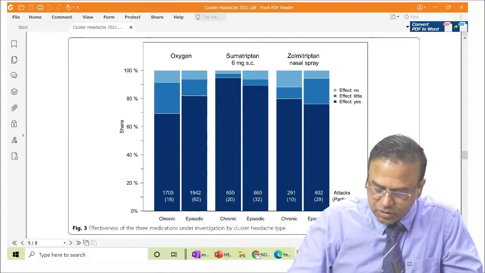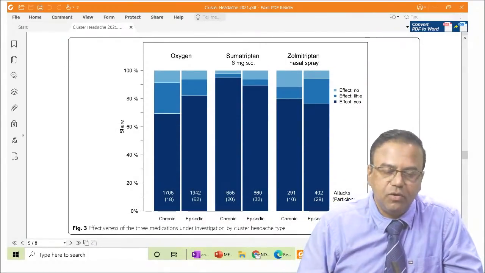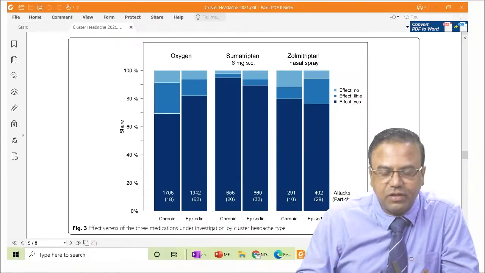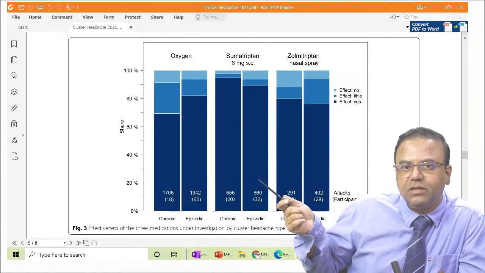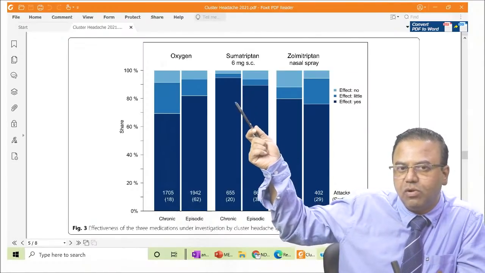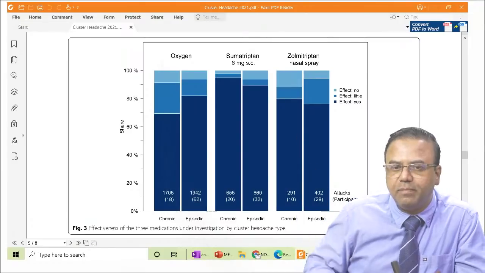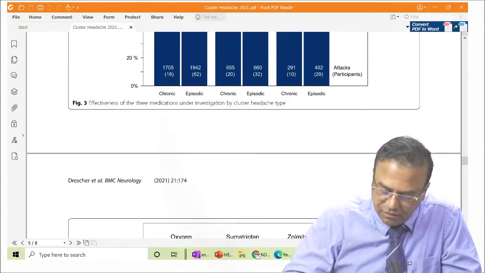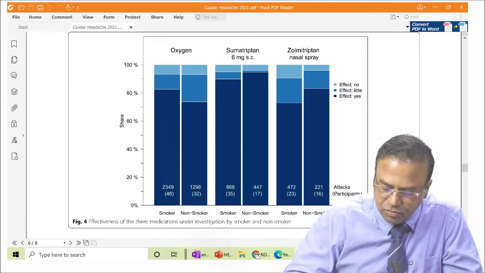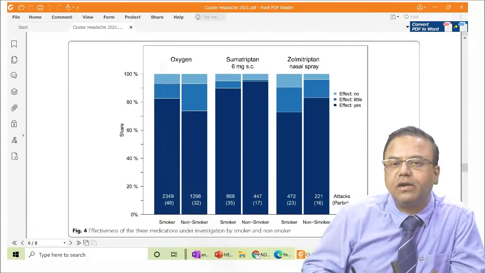What if the patient is a smoker? What if the patient is, you know, female? I mean, they've looked at different things. Almost everywhere you'll see the efficacy of sumatriptan is much more than oxygen and zolmitriptan. Even with different dosages they have given. So if you're keen, you can read up this article.